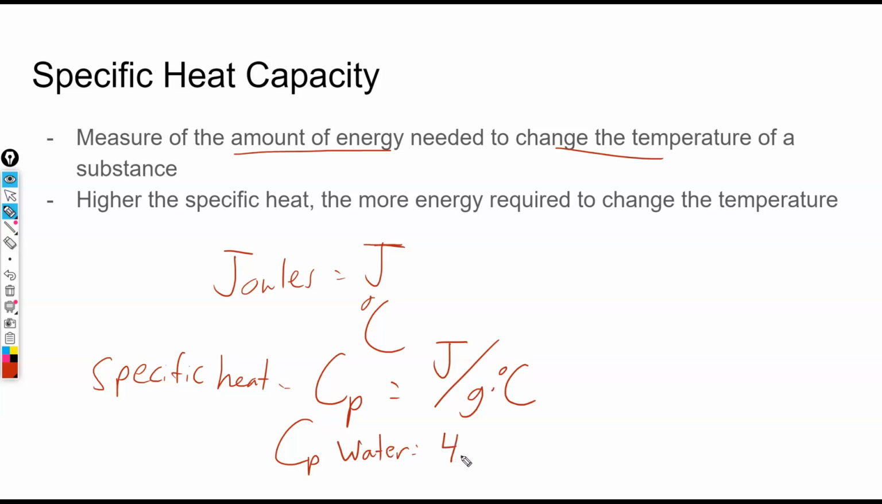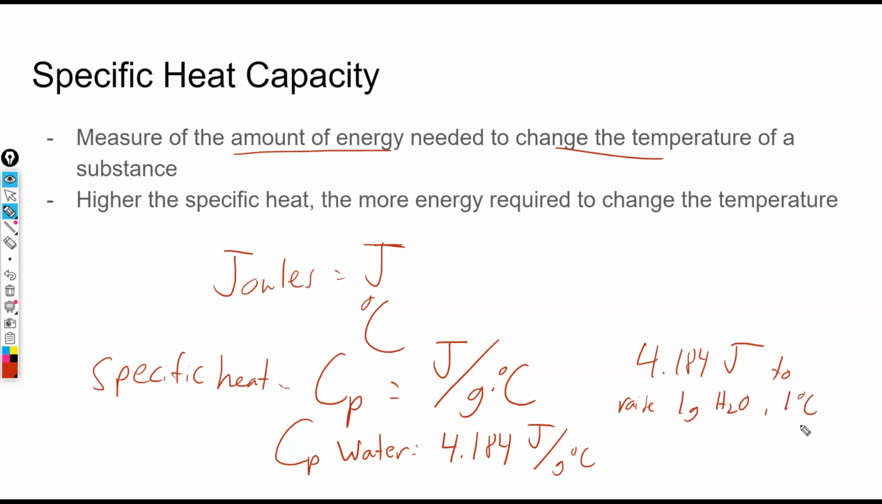which is 4.184 joules per gram degree Celsius. That's something you should ingrain in your head. That means it takes 4.184 joules to raise 1 gram of water by 1 degree Celsius. So if I want to heat 1 gram of water by 1 degree Celsius, I need 4.184 joules. That's what specific heat actually means.